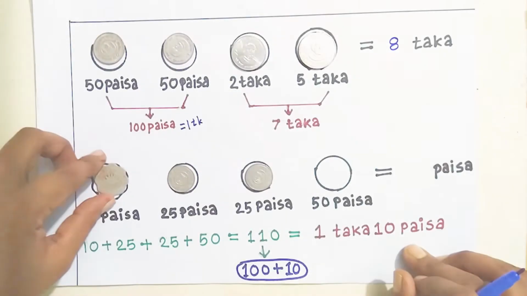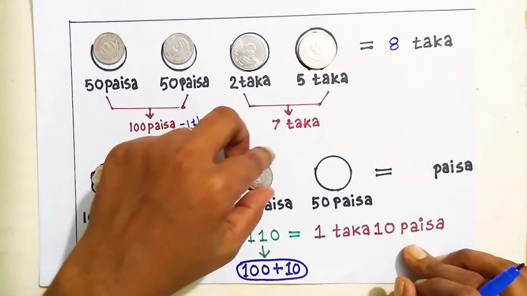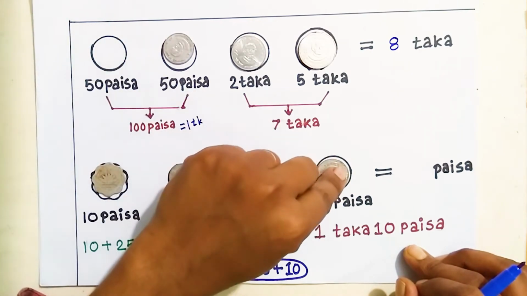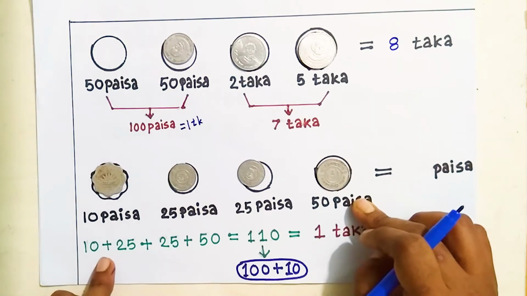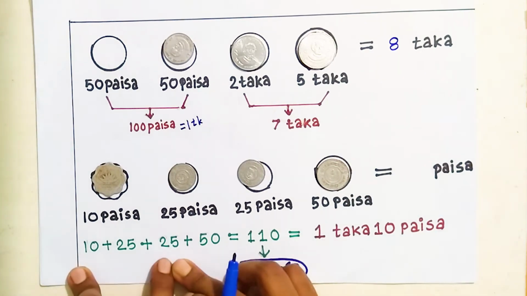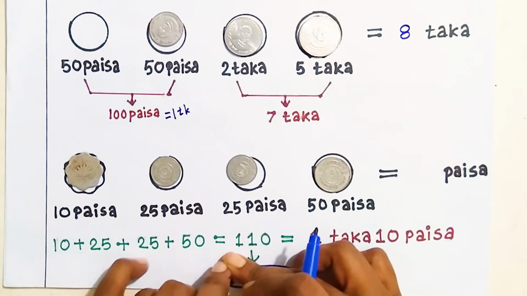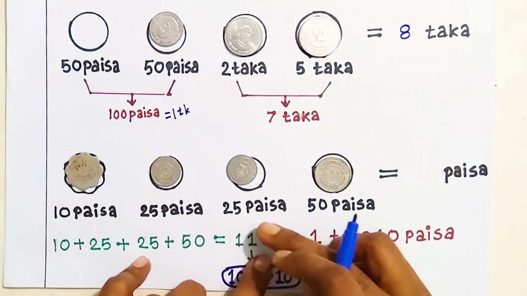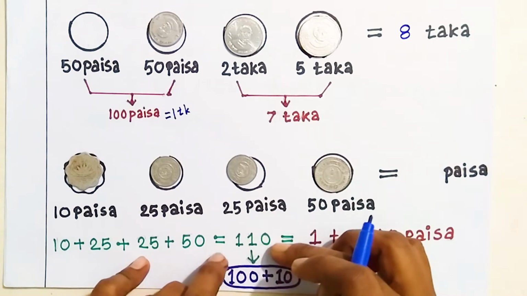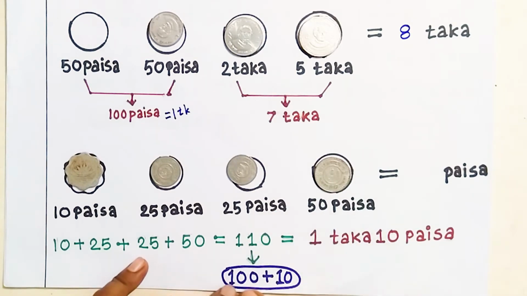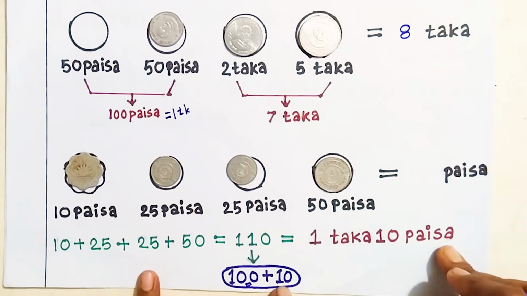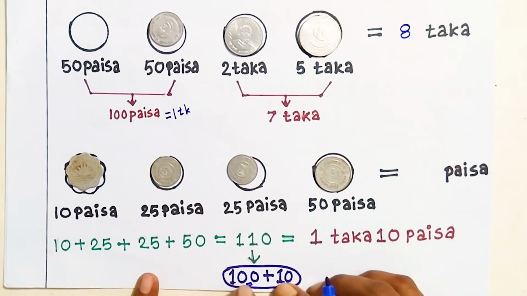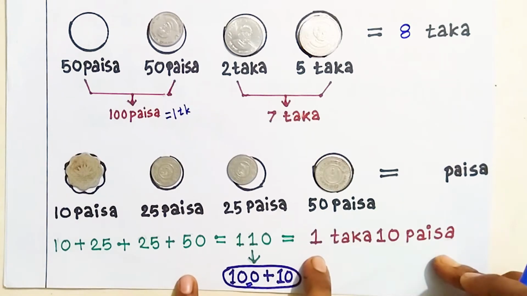Now again, here is 10 paisa, 25 paisa, 25 paisa and another 50 paisa. Then what is the total amount? So add it. 10 plus 25 plus 25 plus 50 is equal to 110. Now this 110 we can write separately, 100 plus 10. Now this 100 makes 1 taka and here is 10 paisa. So the total amount is 1 taka 10 paisa.